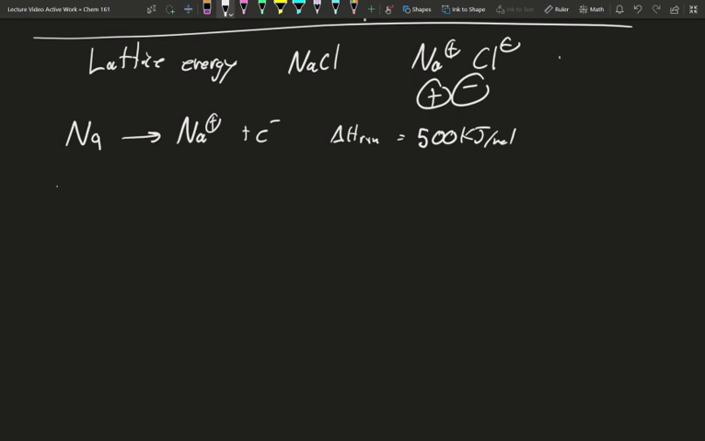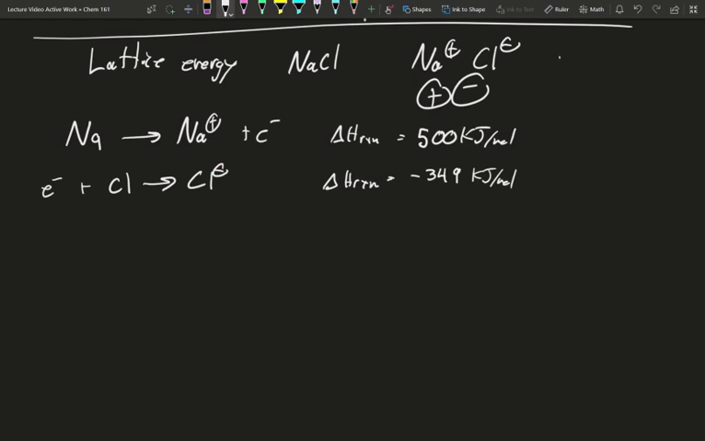And if we think about the chlorine, if I want to take that electron and move it onto a chlorine atom and make chloride, well, that's the first electron affinity. Chlorine's electron affinity is negative 349 kilojoules per mole.